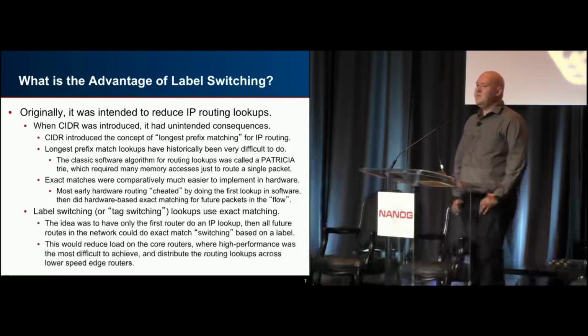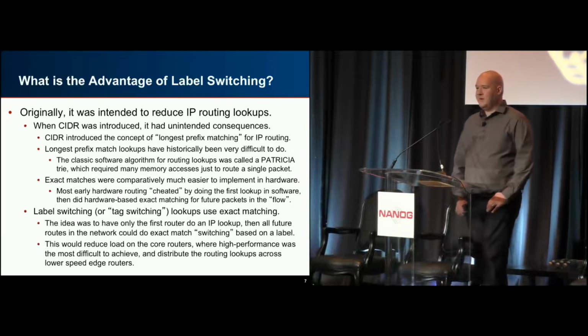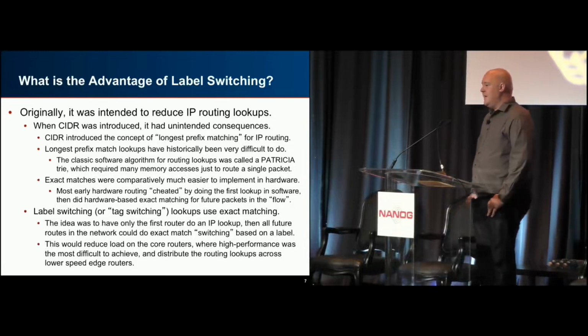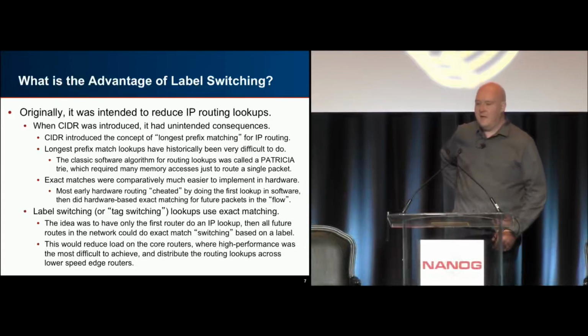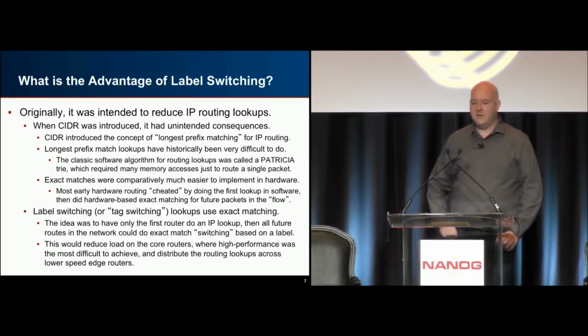So once you tag a packet, once you put a label on it or a tag on it, Cisco called it tag switching when it first came out, in the future you're now doing an exact match. You don't have to do this more specific routing lookup, and that's much easier to do. It was much easier to do in hardware. It's much easier to do across the board.